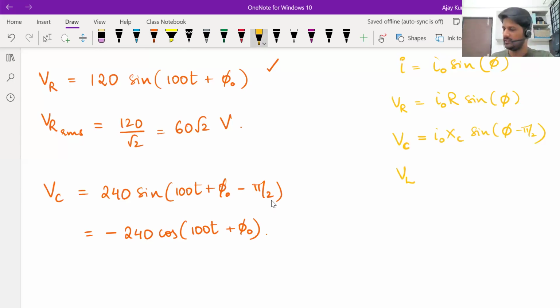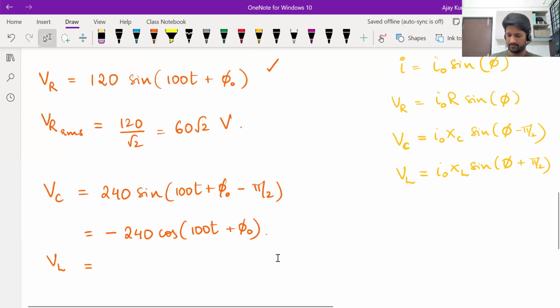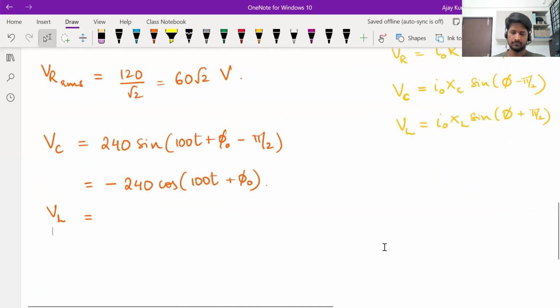How do you write voltage across the inductor if the current function is known? I naught XL sine phi plus pi by 2. Sine of whatever is the phase of the current function plus an extra pi by 2. Do the same here. Tell me the voltage across the inductor. XL was given as 20 in this problem. 80 sine 100t plus phi naught plus pi by 2.